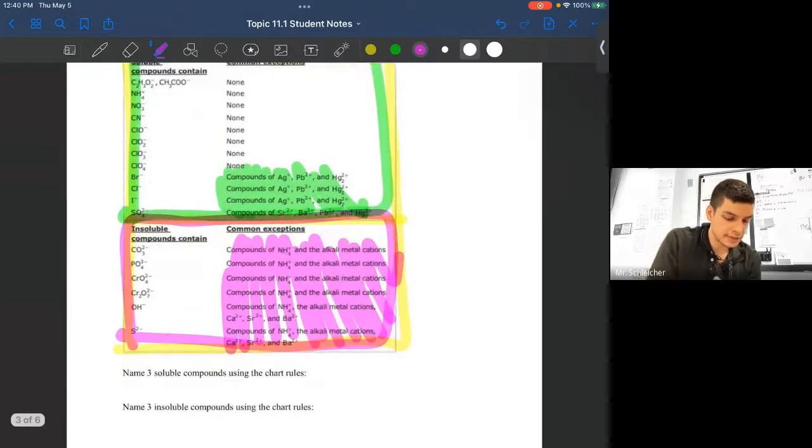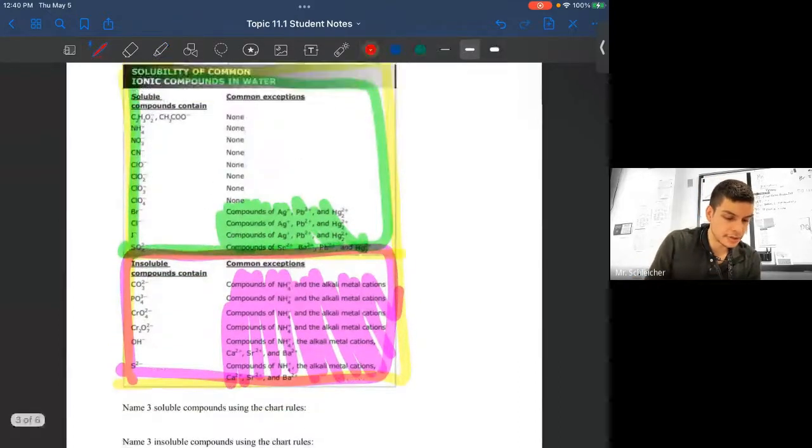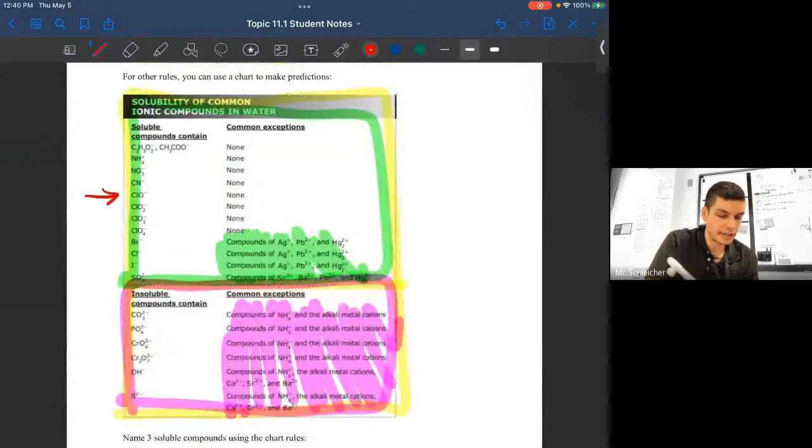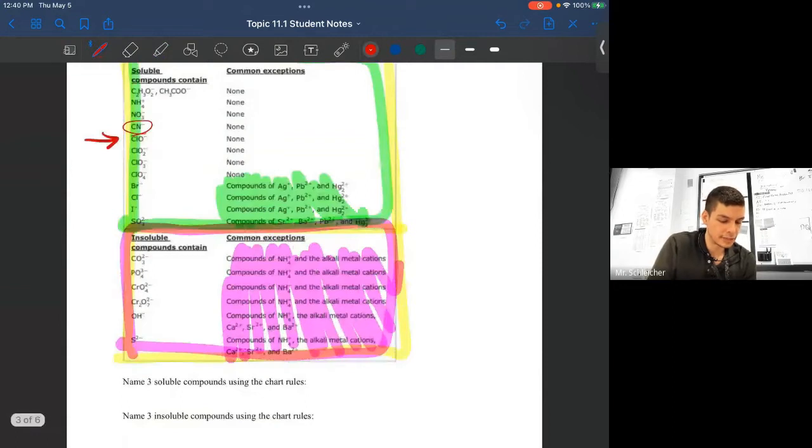For example, three soluble compounds using the chart rules. I could look at this first part of the chart and pick cyanide, CN. Calcium 2 plus with cyanide would be Ca(CN)2. That's supposed to be soluble because cyanide's always soluble. What about Br minus? It says Br minus is mostly soluble most of the time. So let's come up with something.